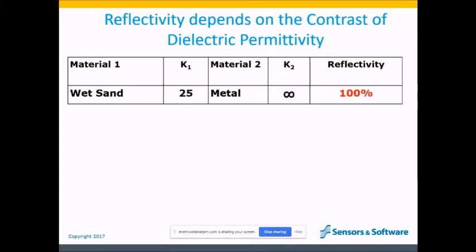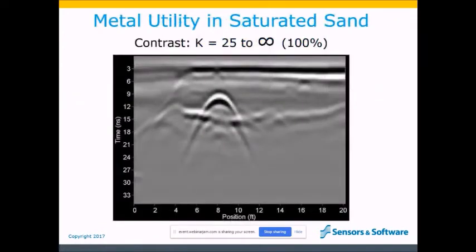Let's start with an easy one. Water saturated sand with a K of 25 going to metal. For example, a metal cable buried in the subsurface. Metal has an infinite dielectric permittivity. So when you do the math from the formula, it has a 100% reflection coefficient or reflectivity. This means that 100% of the GPR energy that hits a metal object reflects, and none of the energy transmits through the metal. This is the reason why metal objects are the easiest objects to detect with GPR, as this example shows.